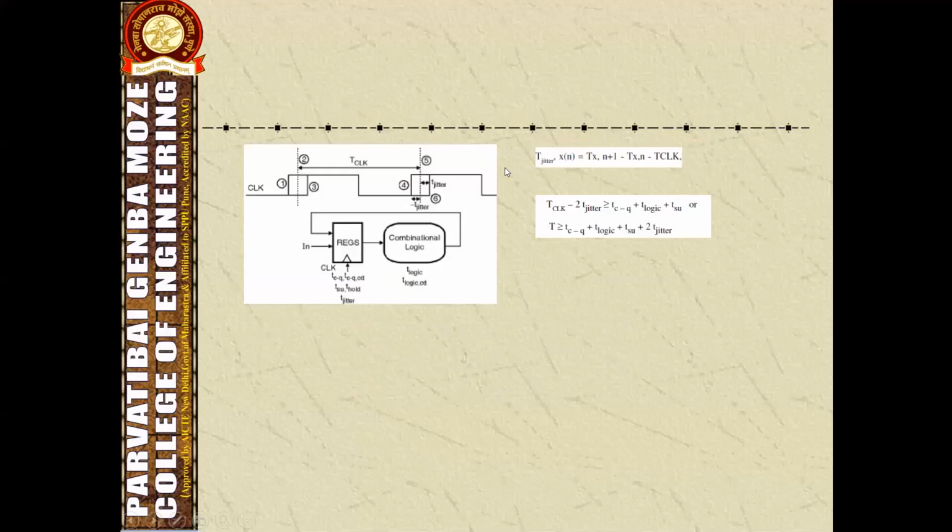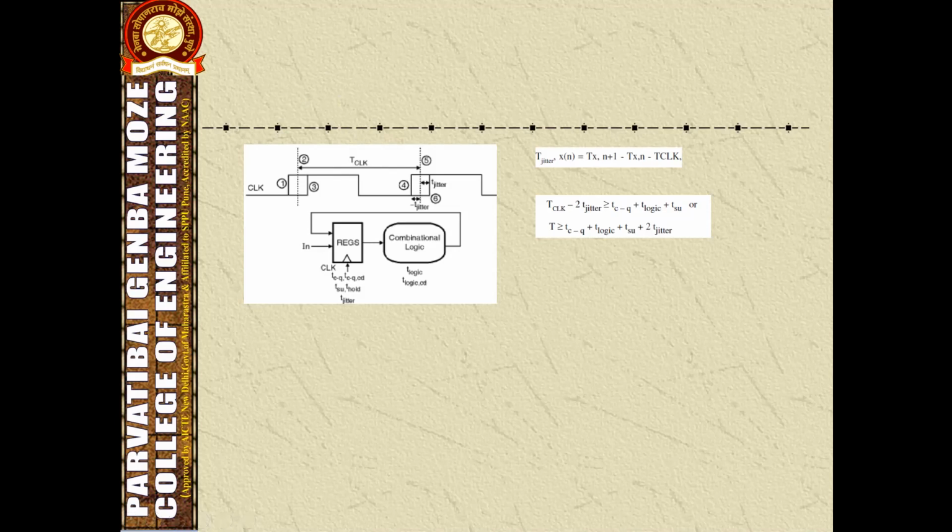Here the clock jitter is equal to T(n+1) minus T(n) minus T clock, where T(n) is the clock period for period n, and T(n+1) is the clock period for the next period. For the first period it is n, and for the second period it becomes n plus 1. Then Tclk is the nominal clock period.